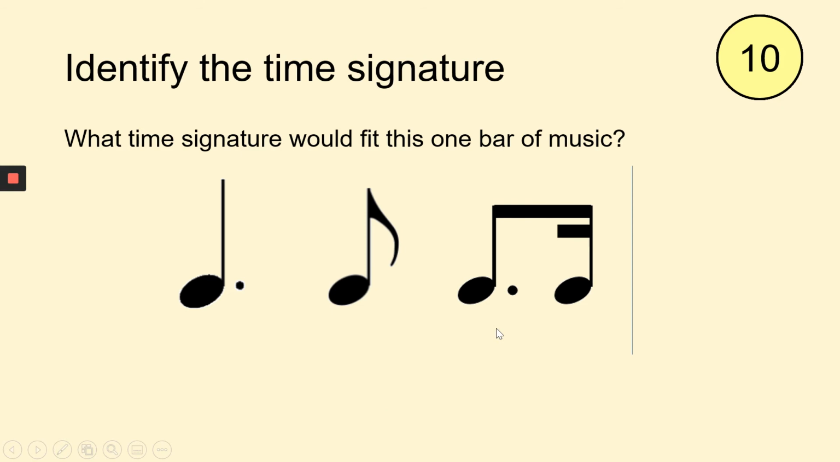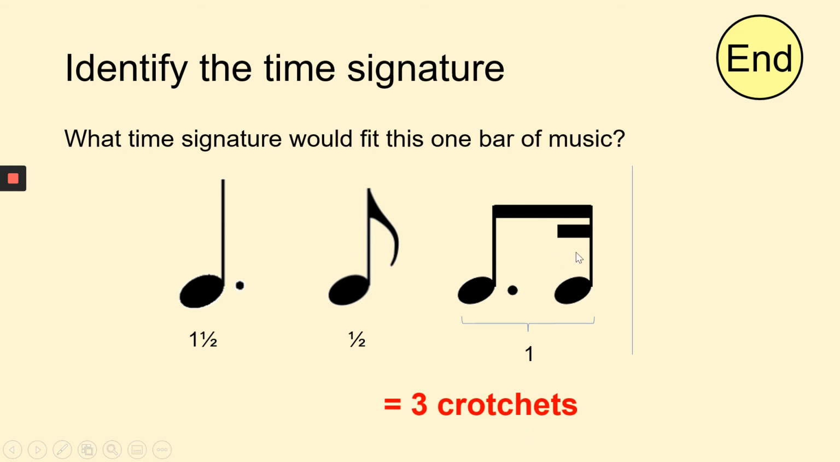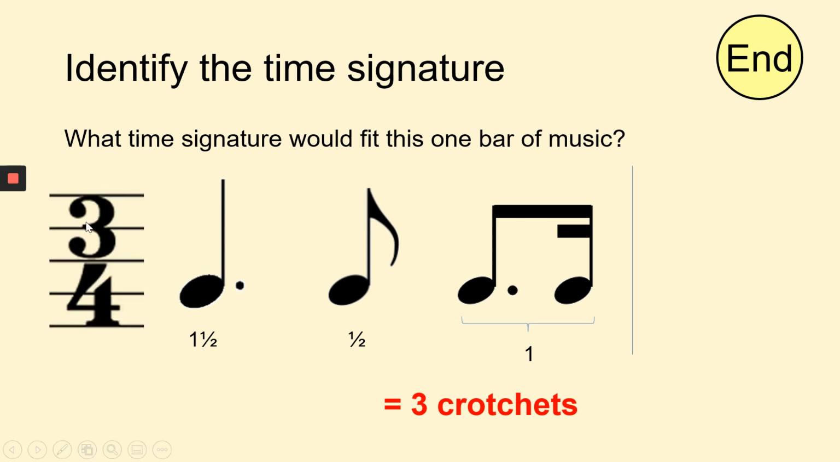Okay, what time signature would fit this 1 bar of music? So the first thing we need to do is work out how many beats this bar lasts for. So we have 1.5 plus 1/2 here. Altogether, this gives us 2. And then we know, because they're joined together, this equals 1. So we have 2 plus 1. So there are 3 crotchets in this bar. 3 crotchets means our time signature would have to be 3/4, which means 3 crotchets in each bar.